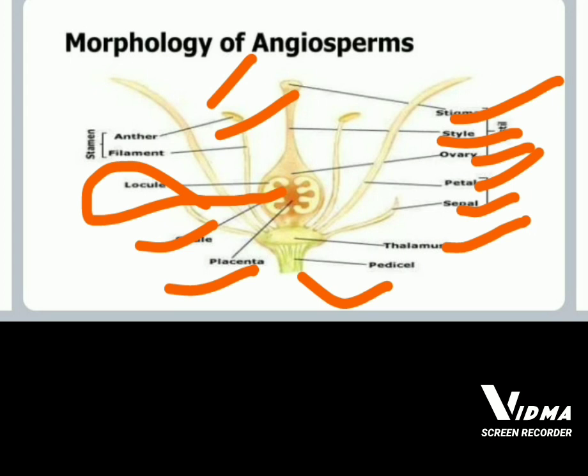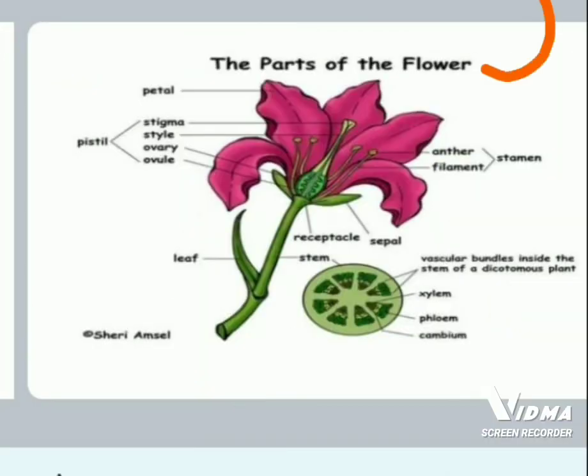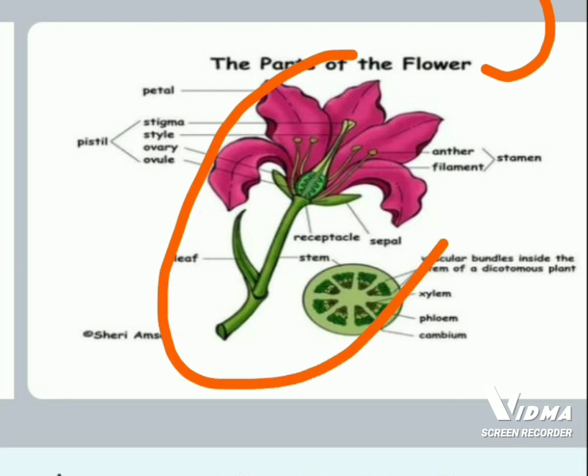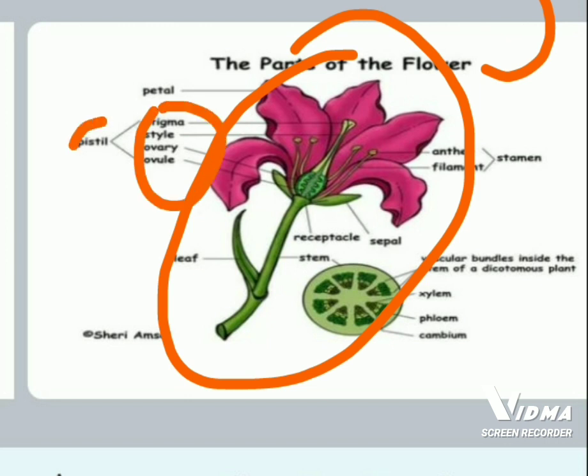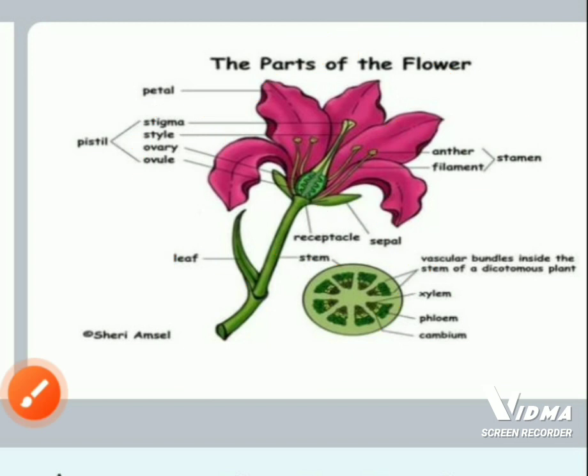The lobes of the ovary. Okay, so this is the morphology of angiosperms, the parts of the flower. The stigma, style, ovary, and ovule are called the pistil, and the anther and filaments are called the stamens. Receptacle, sepals, stem, leaf.